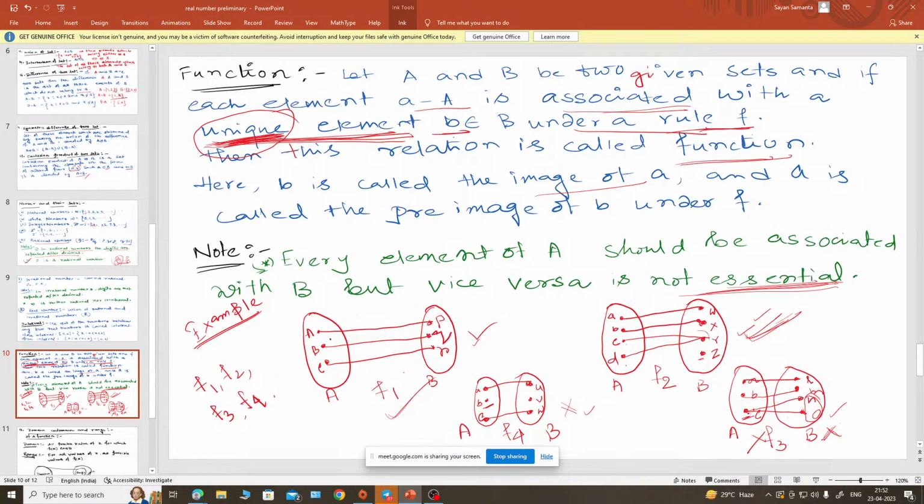Is it clear to everyone? So here F1 and F2 are functions, but F3 and F4 are not functions. Is it clear to everyone?